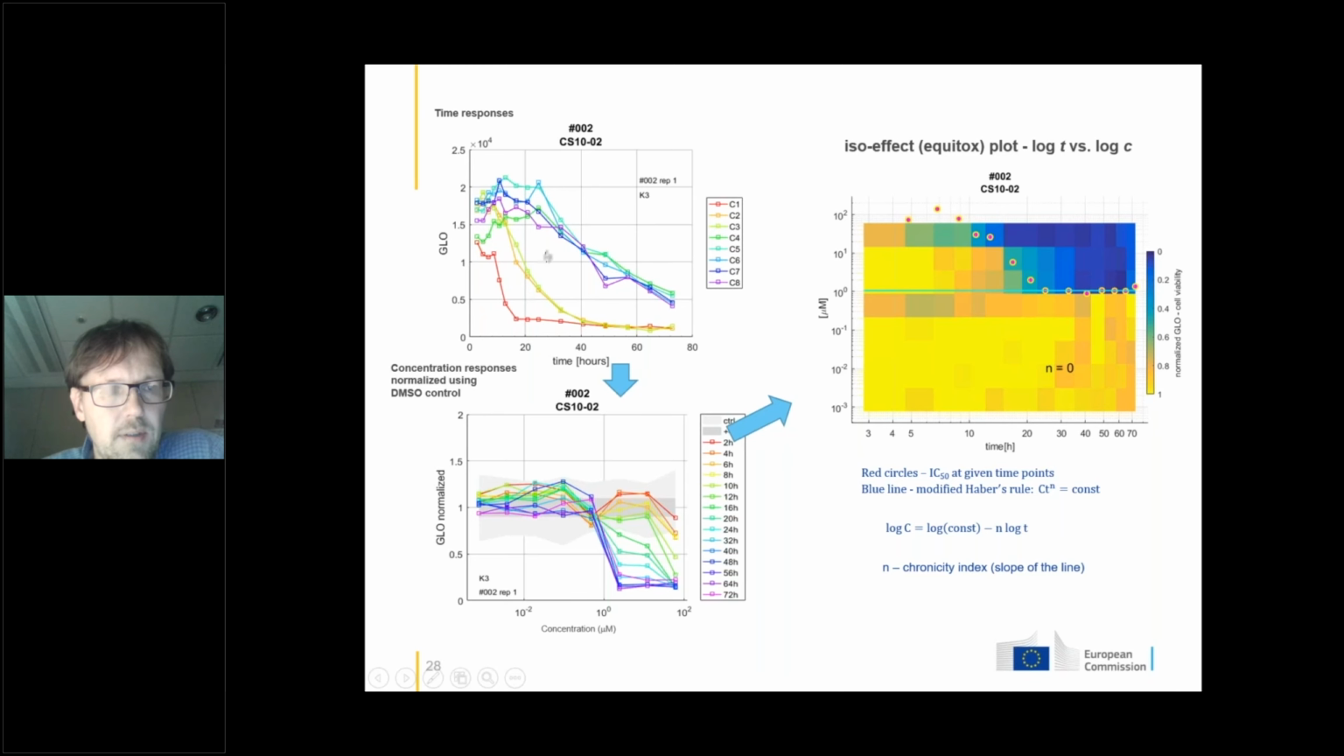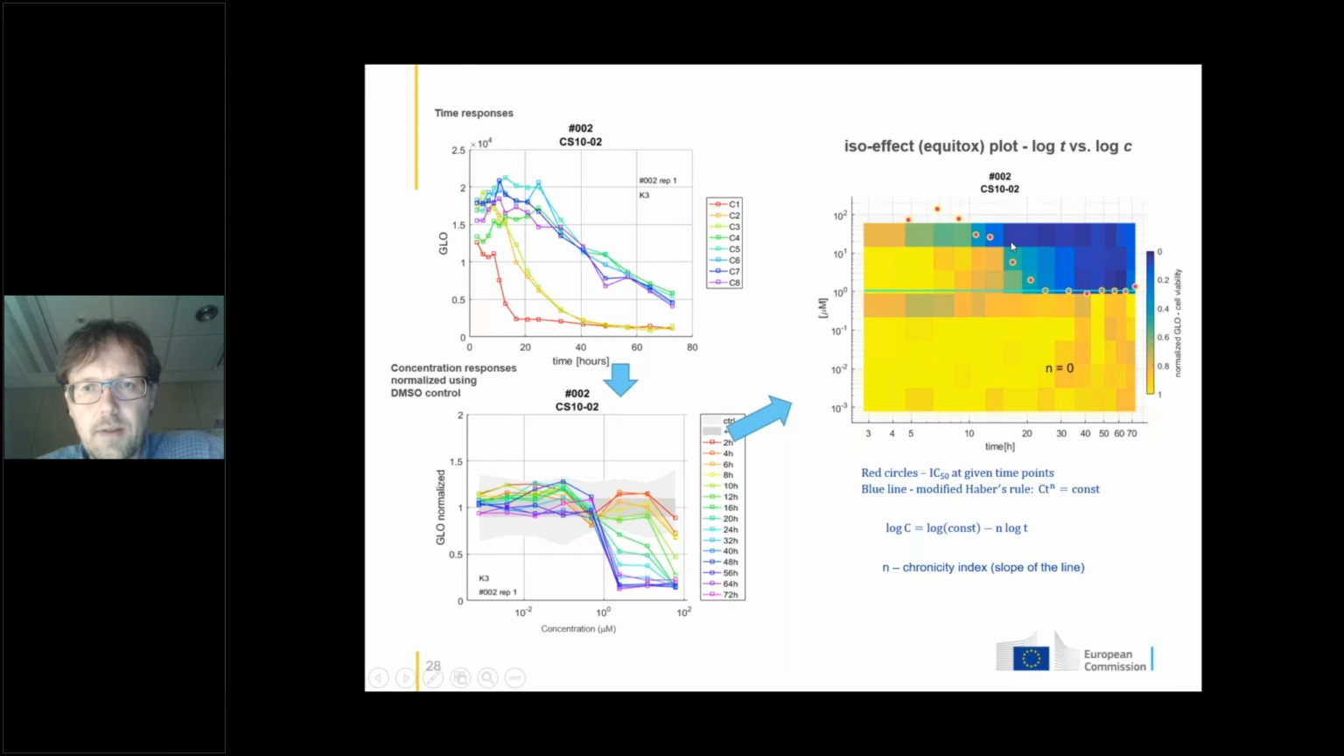Those signals were divided by the observation in the DMSO control, and we got these concentration responses. The gray are the variation in the negative control, and the colored are the observations. Here everything was alive, and here we see that the cells were dying as a function of time. From those we plot a 2D heat map graph with time on the x-axis and concentration on the y-axis. Yellow corresponds to living cells, blue to the dead cells.